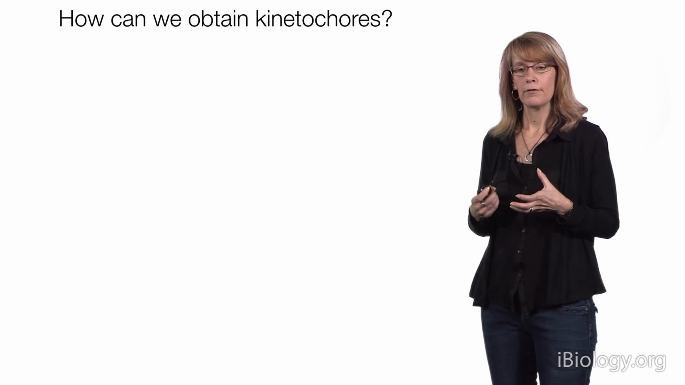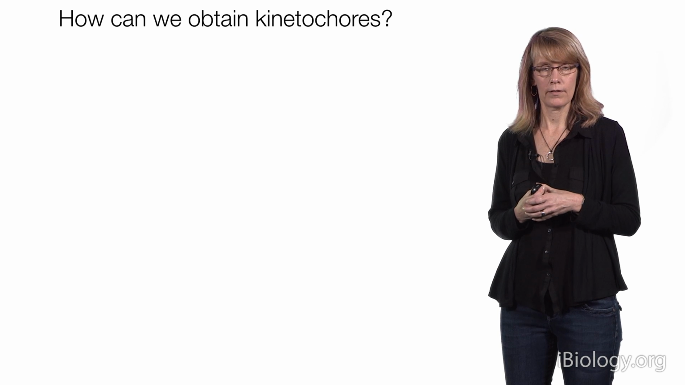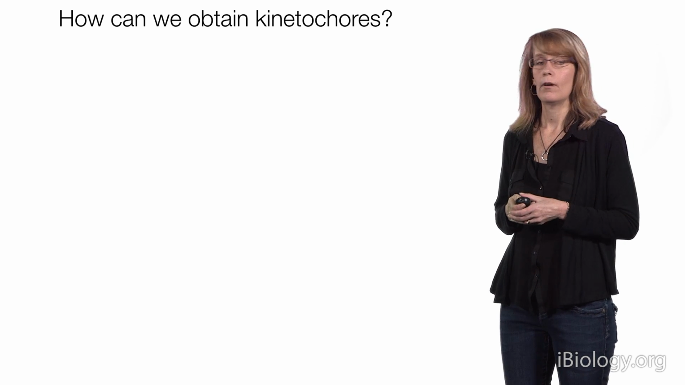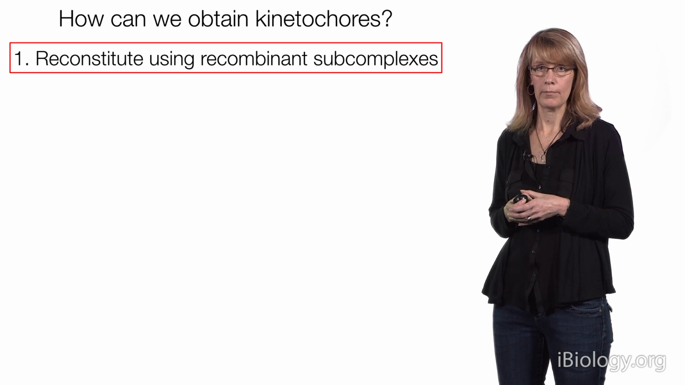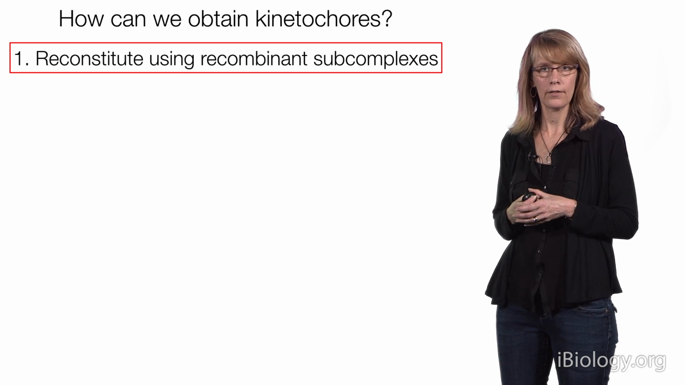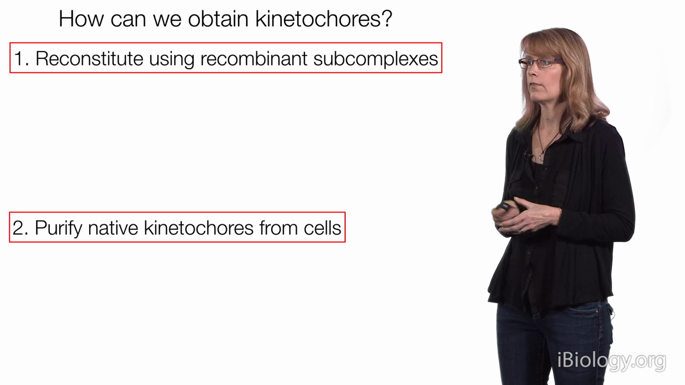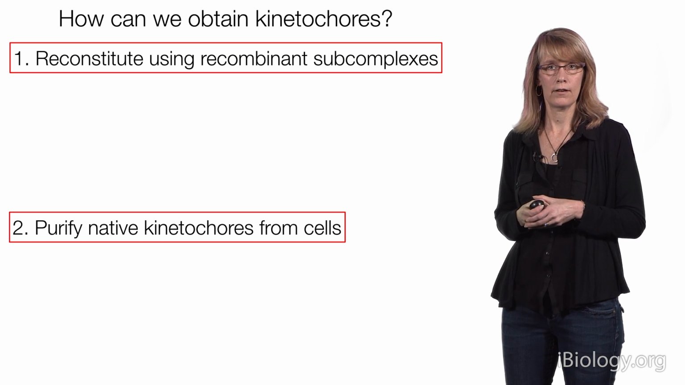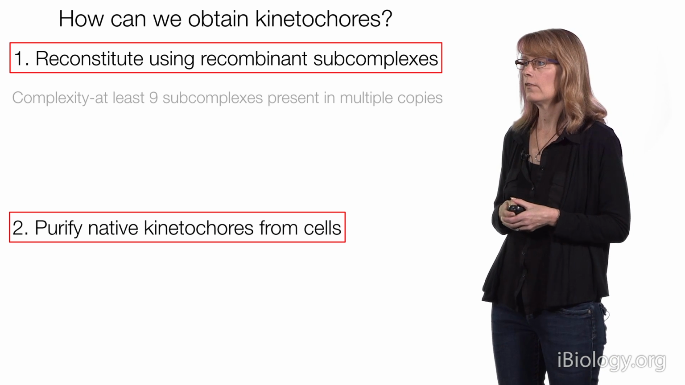So in thinking about how to reconstitute kinetochores, the question is, how can we obtain kinetochores to work with? There are two major approaches. One would be to reconstitute them using recombinant subcomplexes. The idea here would be to make each of those subcomplexes in bacteria or another organism and then try to put them together. And the other obvious approach was we could try to purify native kinetochores from cells. And there are issues with both of these approaches.